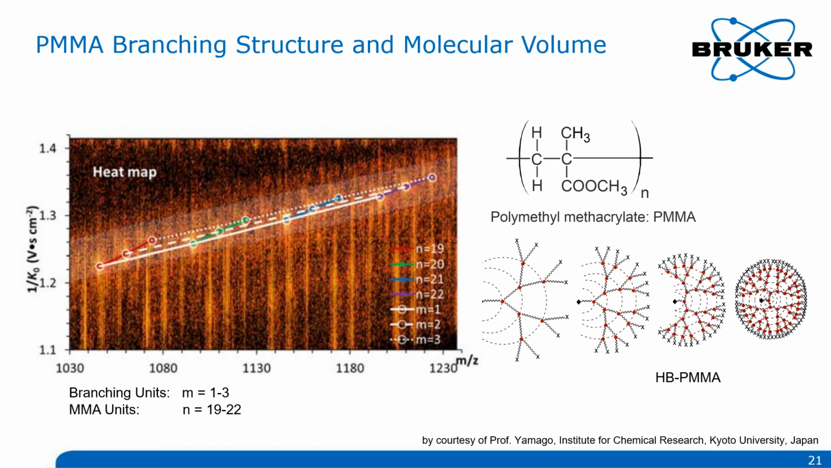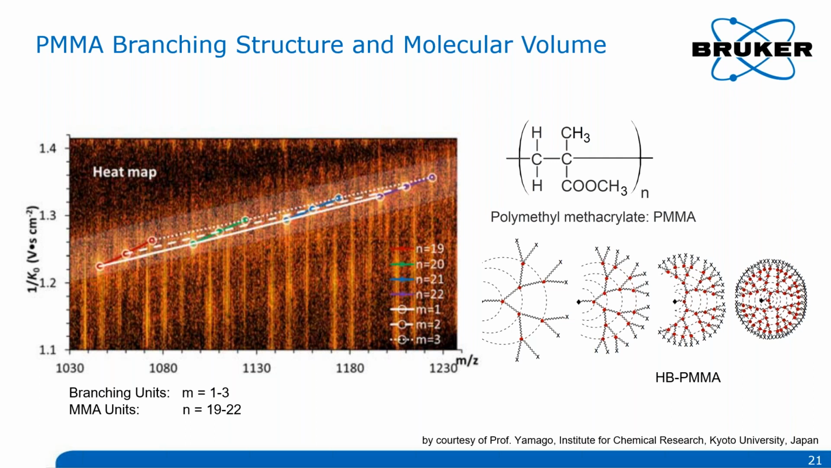Hopefully you can see them there. And the sequences having the same number of MMA repeating units between 19 and 22 are connected by lines of different colors. So we have red, green, blue, and purple. The sequences having the same number of branching units between 1 and 3 are connected by white lines, almost horizontal: solid, dashed, and kind of dotted, respectively.